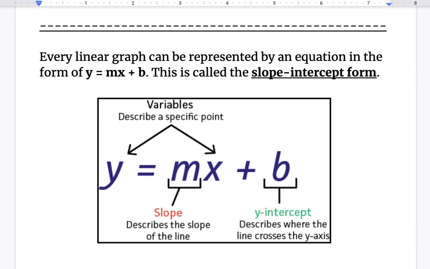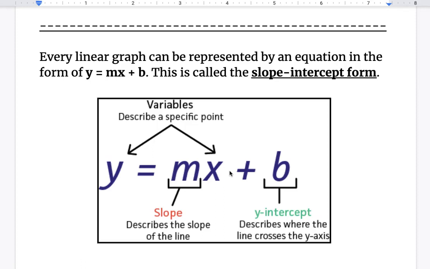Y equals mx plus b basically has four parts, and this graphic here explains those four parts. You have a y and an x, and those are your variables, and they're going to tell you exactly where your point is. Like in your ordered pair, you have an x point and your y point. That's what these x's and y's mean. They can be replaced by those actual points.